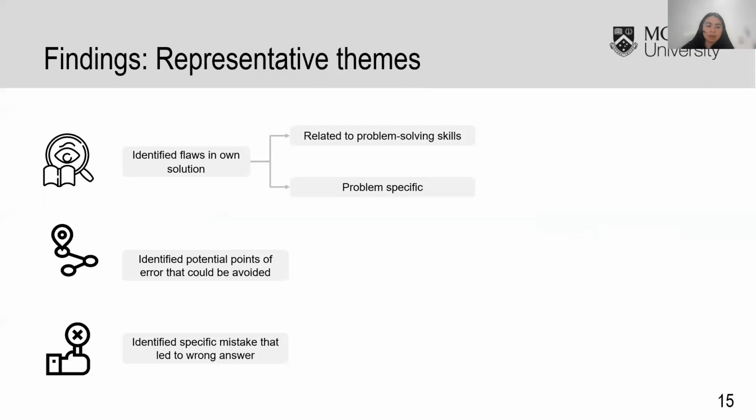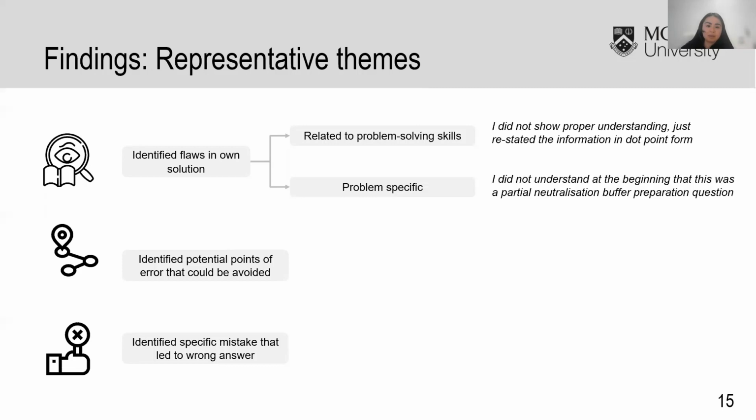From the thematic analysis conducted, we identified some themes, and below are some of the representative themes. So students were able to identify flaws in their own solution that were related to general problem-solving skills, and also flaws that were problem specific. For example, the student says, I did not understand at the beginning this was a partial neutralization buffer preparation question. Some students identified potential points of error that could be avoided. The student says, the scaffold could be implemented in the future to minimize calculation errors.